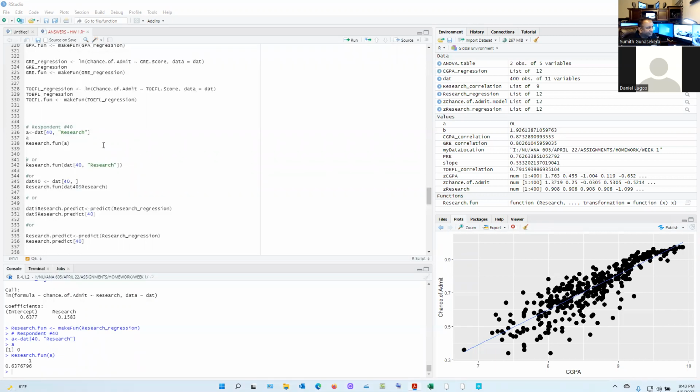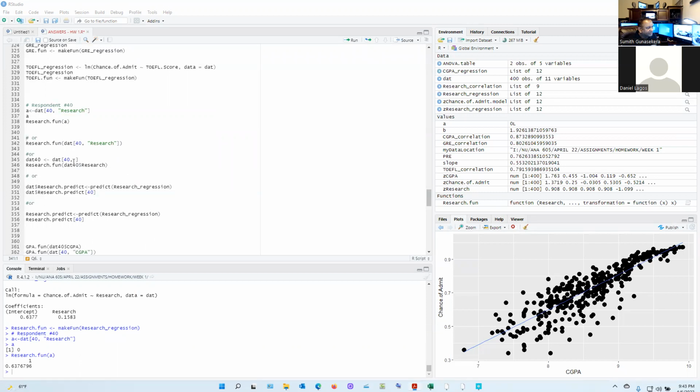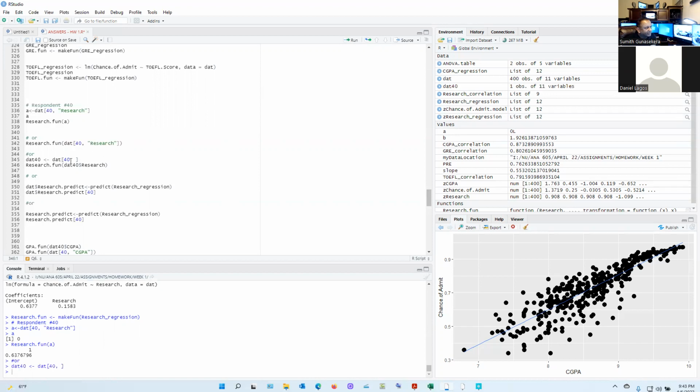Since I started with respondent 40, another way of getting this done is to go to data, and I'm going to call this one the 40th one, the 40th respondent. I'm not going to take into account the column. All the columns of this person have been taken into account: GRE score, CGPA, rate of recommendation, and university ranking, everything will be in this one if you run it this way. I call that one 40. Then I'm going to put this inside that research function, and narrow it down to research.